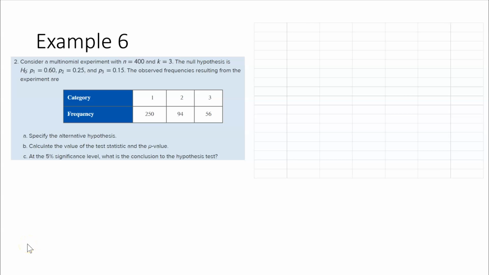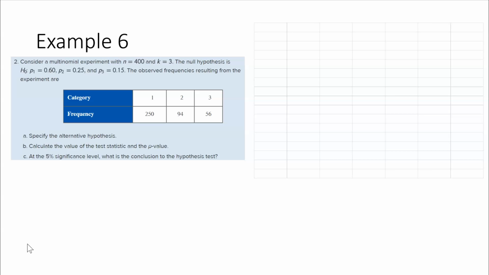Right, this is our final example problem for 12.1, chi-squared goodness of fit test. So we're considering a multinomial experiment with n is 400, k is 3. The null hypothesis they give us is that the proportions are 0.6, 0.25, 0.15. The observed frequencies are these.